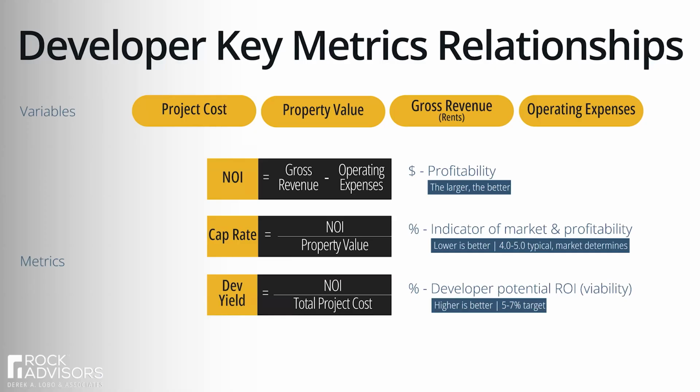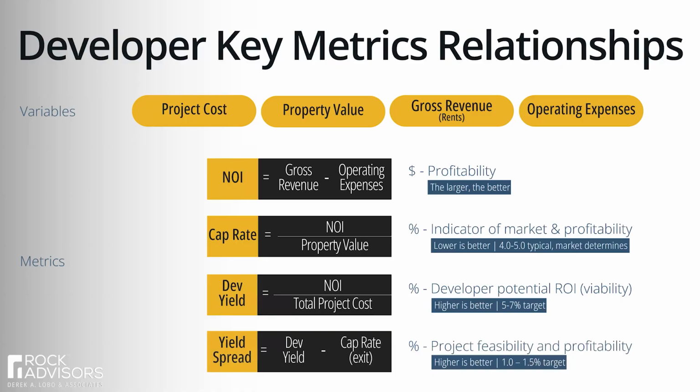Development yield, we talked about that. This is the potential for return on their investment, and a 5 to 7% target for that development yield is definitely what they're after. And lastly, the spread. Developers will look at that development yield, compare it to the cap rate, and they're looking for a 1 to 1.5% spread between those two numbers, because the greater the spread, the more the deal is de-risked because they've got some flexibility for contraction. Of course, they'll take expansion, and that's what it's all about.